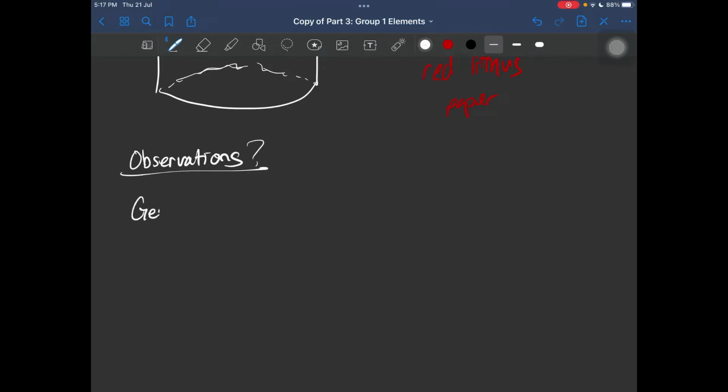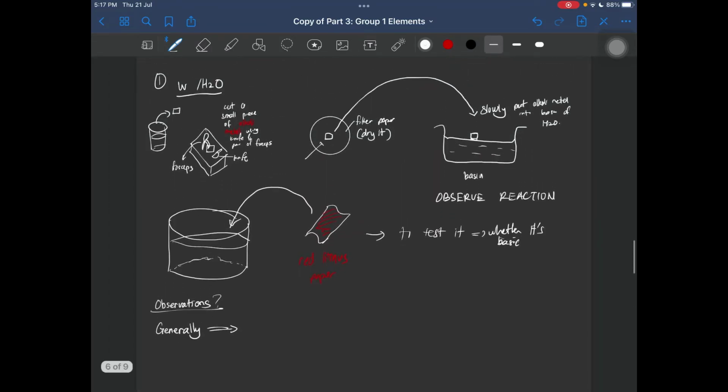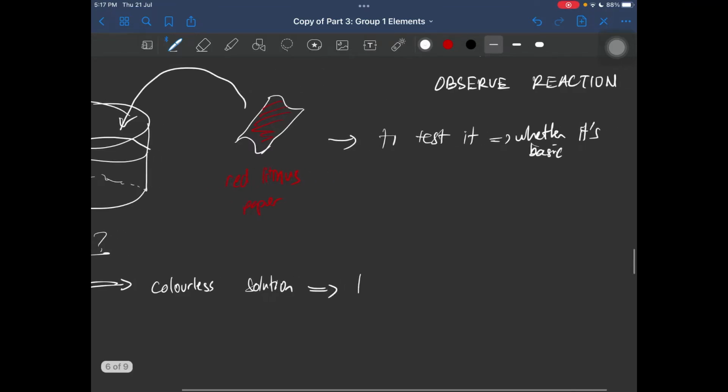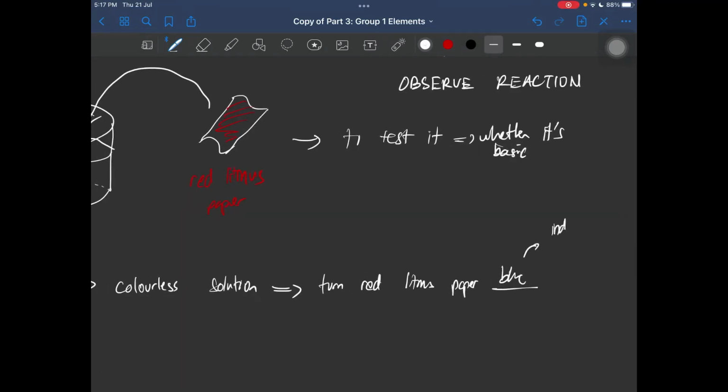So generally speaking, before we go into detail of each of the observations for each alkali metal, which is lithium, sodium, potassium, generally what's going to happen is that when you put this alkali metal on the surface of the water, it's going to react with the water and it's going to form a colorless solution. And this colorless solution is going to turn red litmus paper blue, which indicates it is basic.